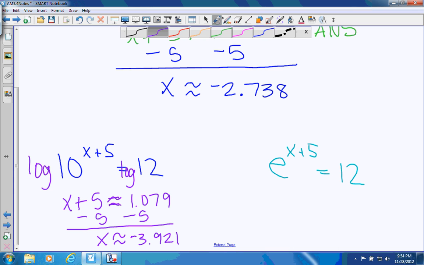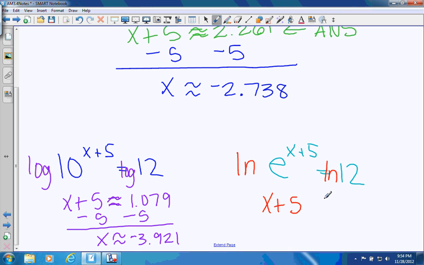If we have something with e to the x plus 5 equals 12, then to get rid of a base of e, we would use log of base e, but we do not write log of base e, we write ln, natural log of both sides. And this side, still the same thing happens. You would get x plus 5 because the ln of e is 1. And then we have to figure out what ln of 12 is, and that is approximately equal to 2.484.